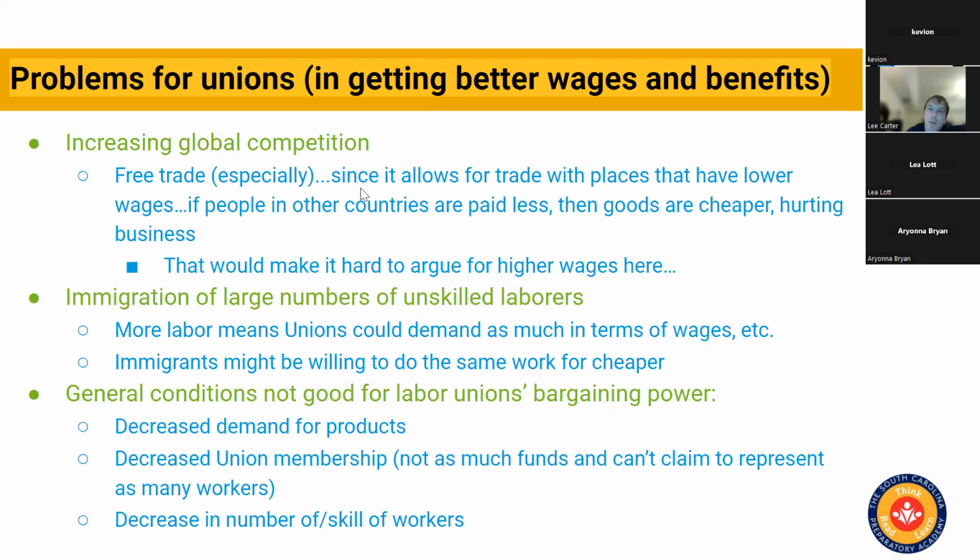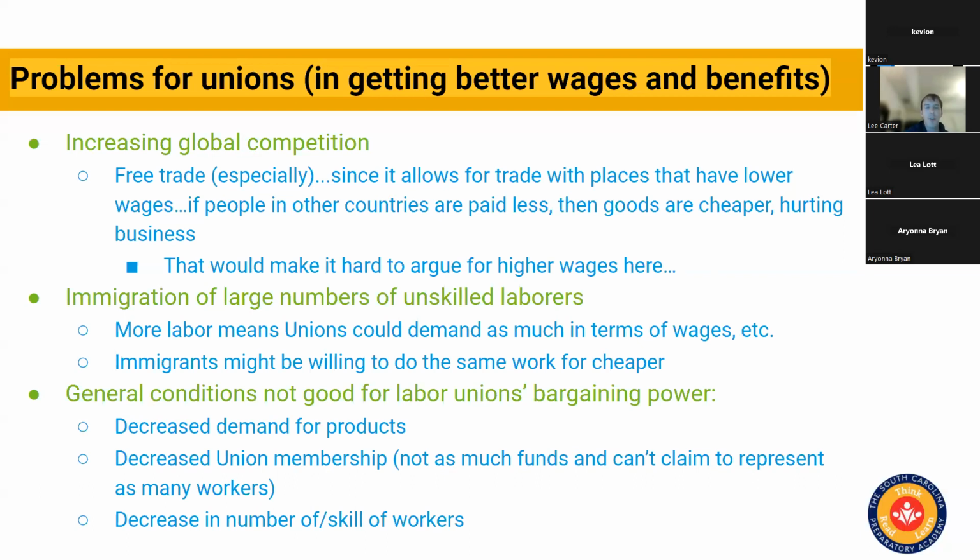Okay. Problems for unions in getting better wages and benefits. So, limitations on unions. One is increasing global competition. So free trade, especially, hurts unions because it allows for trade with places that have lower wages. So if people in other countries are paid less, then goods are cheaper, which hurts businesses. That would make it really hard for you to argue for higher wages here when a company could say, all right, well, fine, we'll go get the work done in Vietnam or something, right?